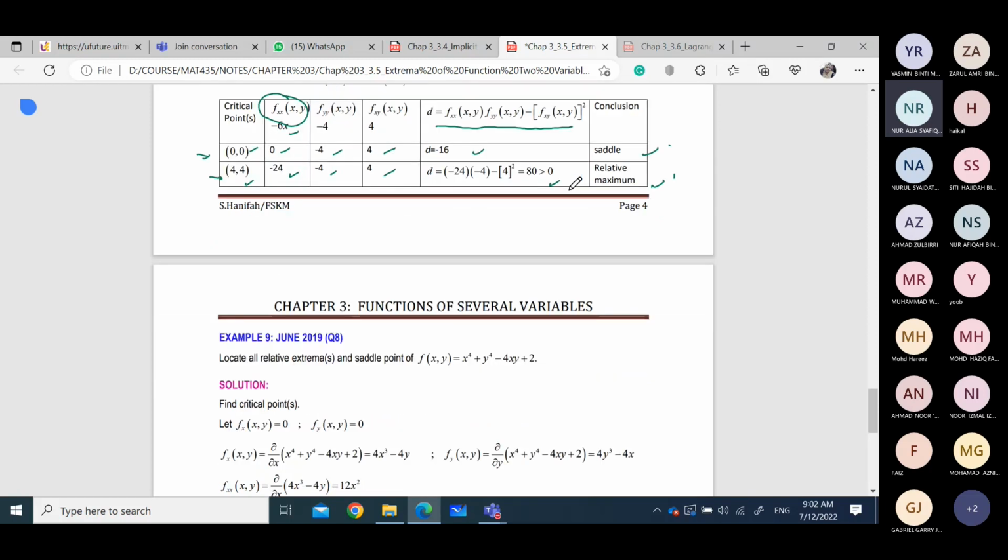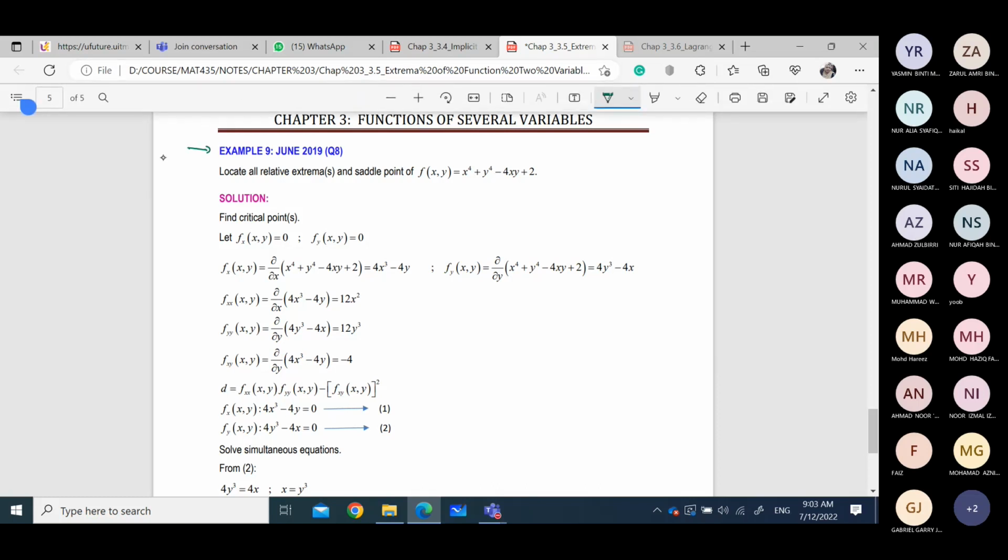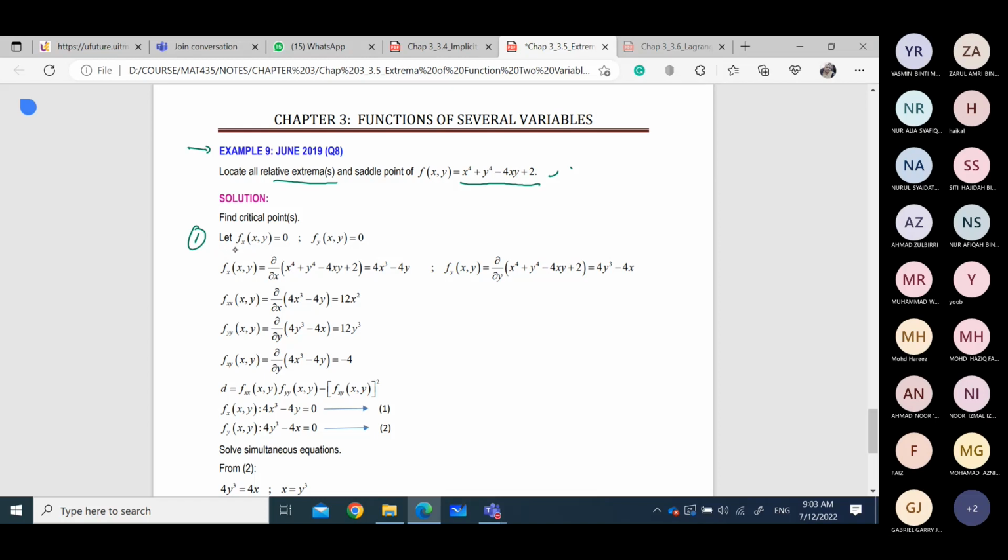Okay, any more questions? None. Okay, so for the next one, this is example 9, from June 2019, question 8. In this question, it is asked to find or locate all relative extrema and saddle points of the surface x to the power of 4 plus y to the power of 4 minus 4xy plus 2. So this is our surface. First, we need to find the critical points. In order to find the critical points, we set the first order derivatives for x and y equal to 0, and then we solve the simultaneous equations.